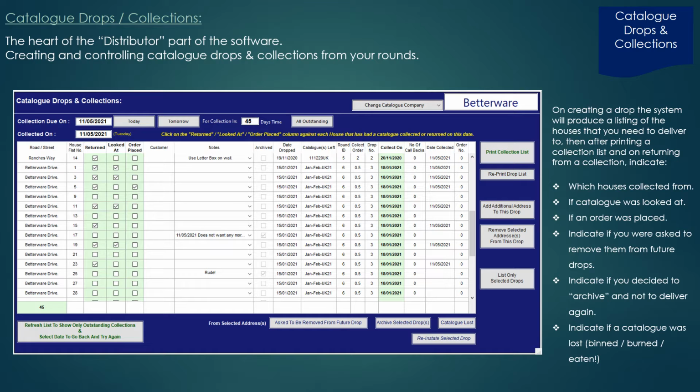By not indicating anything to the catalogue, the system will know that you're going to try and retrieve it at a later date.